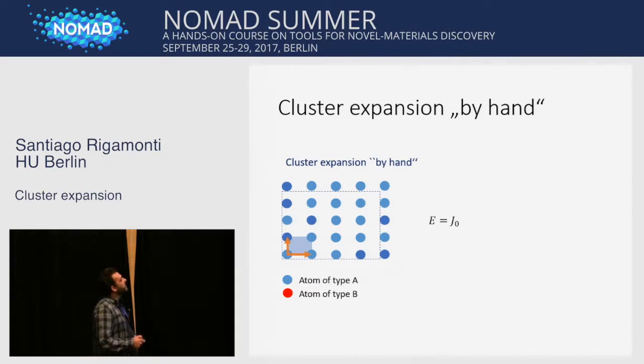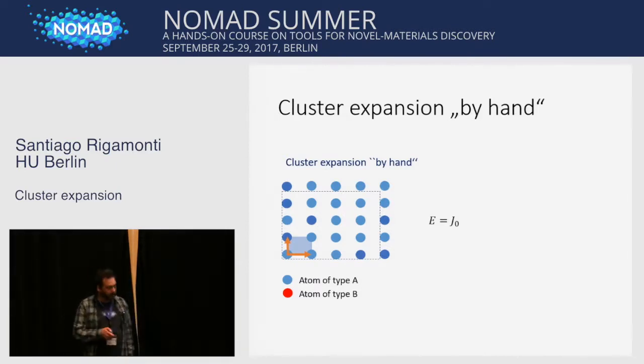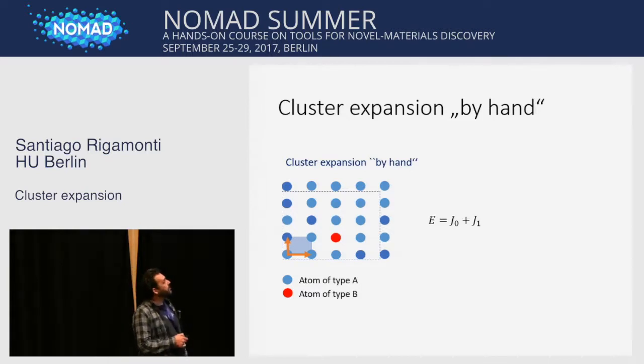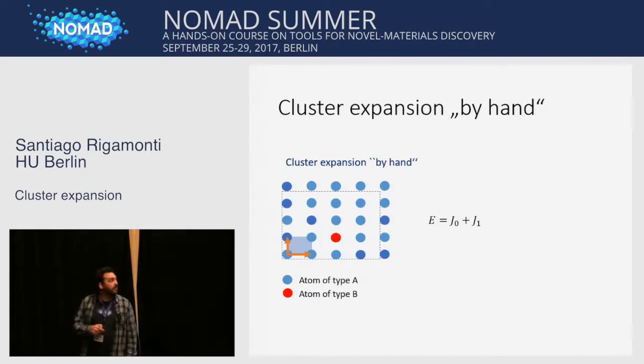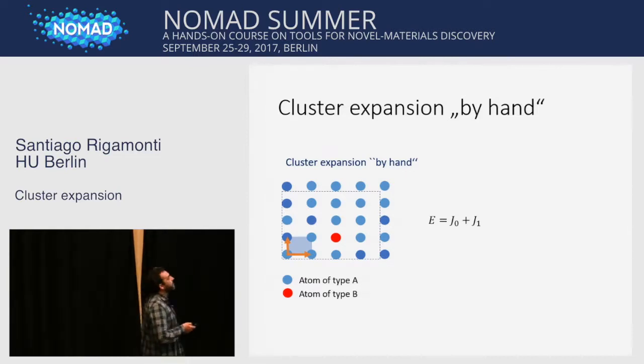So now I will go to this cluster expansion by hand. What we would do, we take a supercell, the one that I showed before, and then we calculate the ab initio energy. So this is the calculated energy, and we basically define a cluster interaction that we call J0 with the number that we just calculated. Then we replace one atom A by an atom B, and then we calculate the ab initio energy again. We have this number, so the difference will give us a new interaction that we call J1.